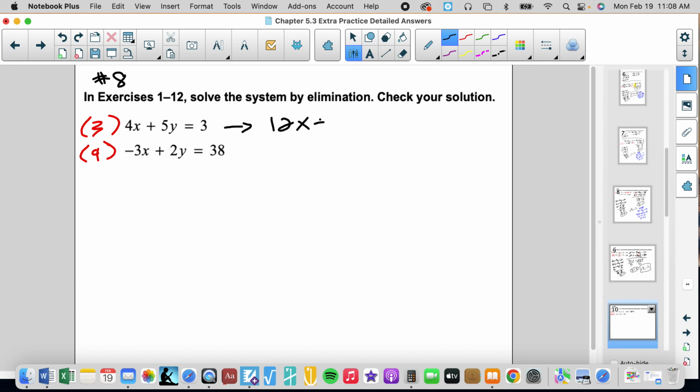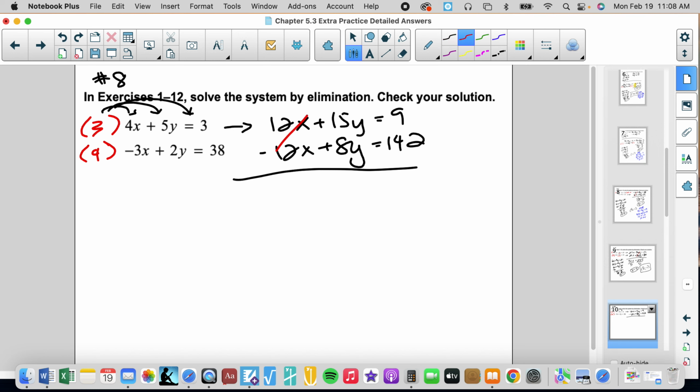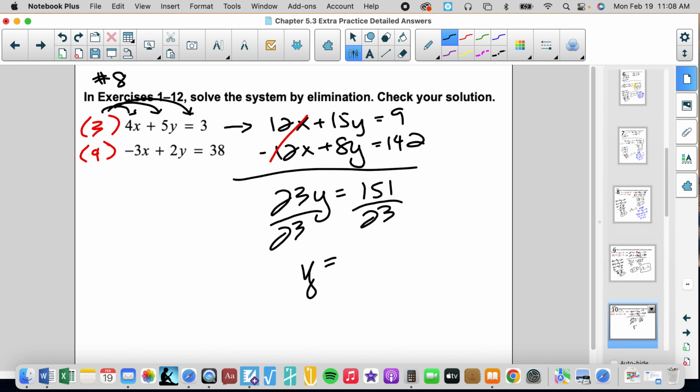So 12x plus 15y equals 9. Don't forget to distribute to all 3, even the other side of the equation. We get negative 12x plus 8y equals 142. Let's combine. X's cancel. We get 23y equals 151. Divide by 23. Y equals 7.